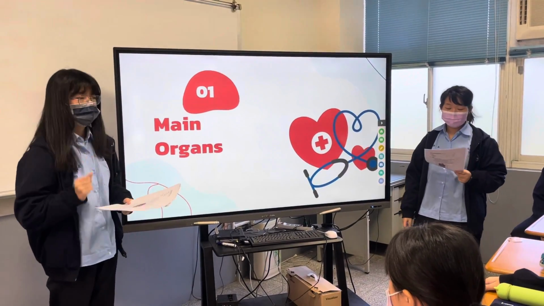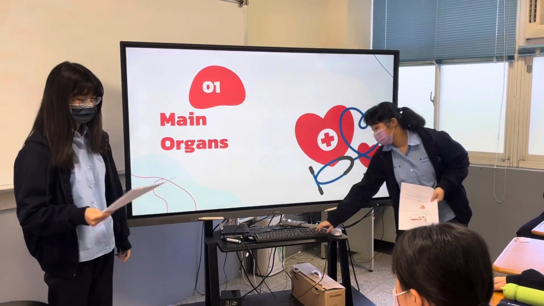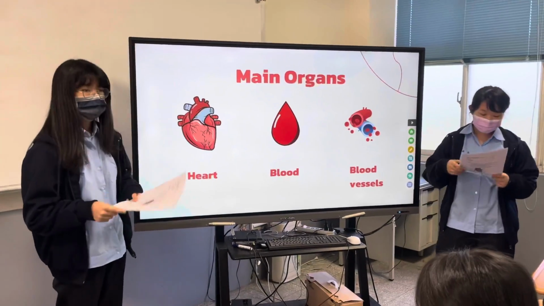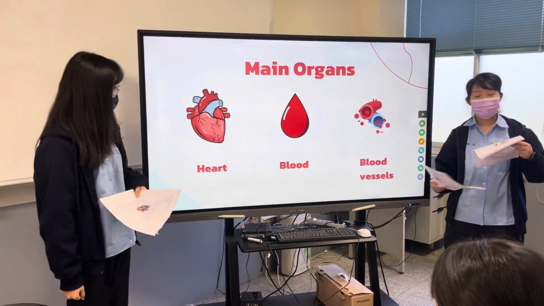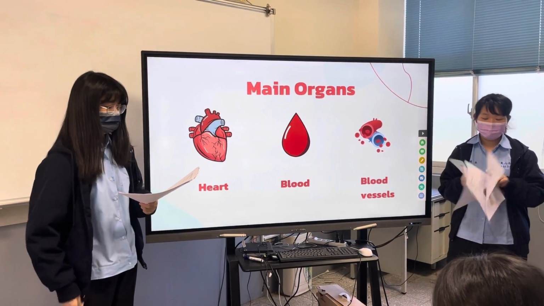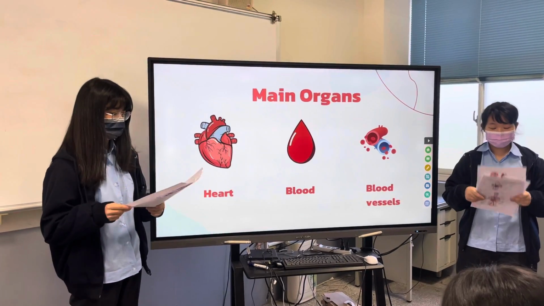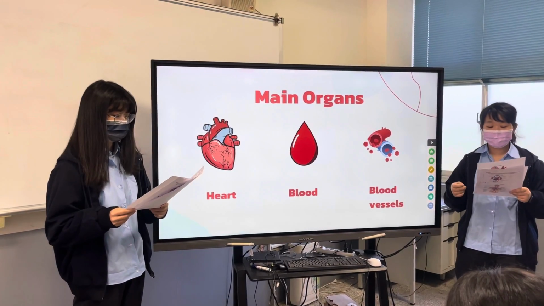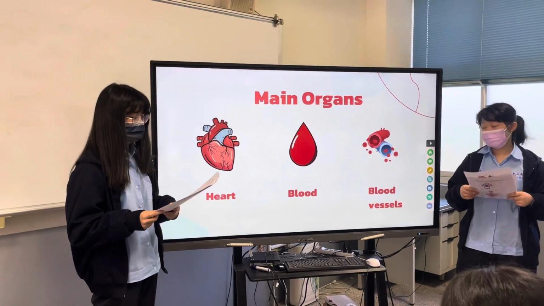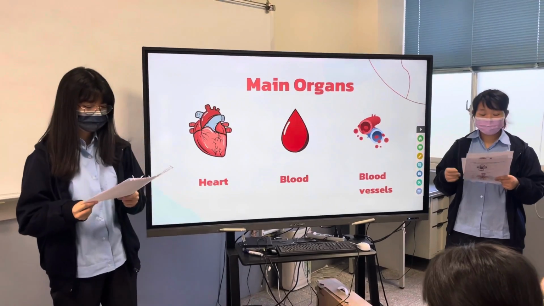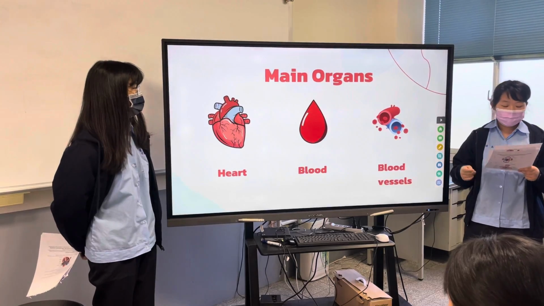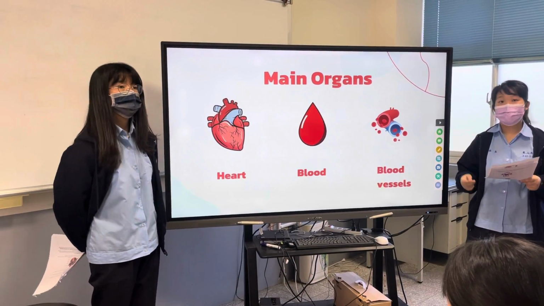First, we are going to introduce the main organs. The first main organ we are going to introduce is the heart. The heart is a muscular organ in our body. The heart, in most animals, pumps blood through the blood vessels in the cardiovascular system. The pumped blood carries oxygen and nutrients to the body, while carrying metabolic waste such as carbon dioxide.